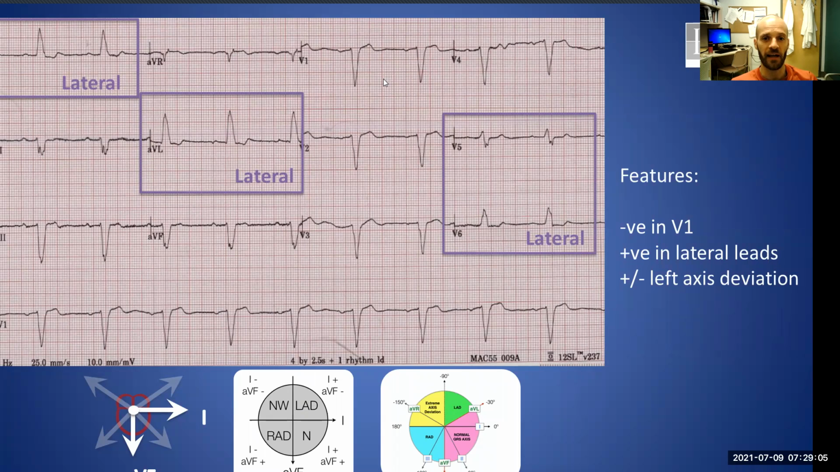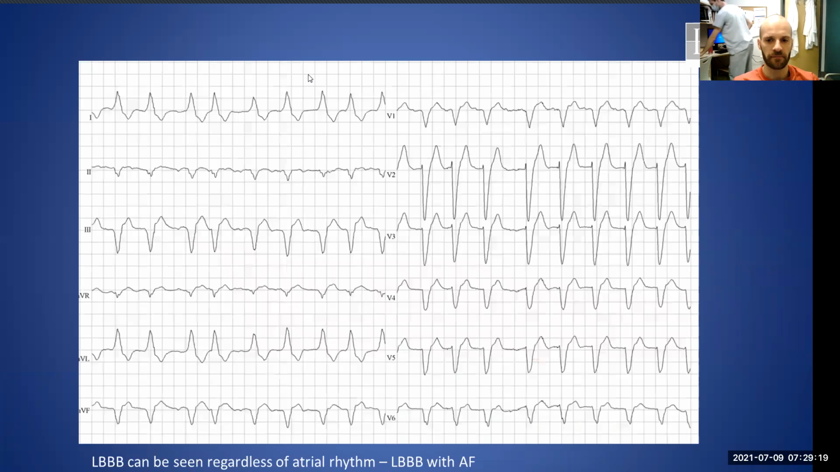But the key thing is, these are the features that go along with it. If you're going to remember one thing, or two things really, you've got broad QRS complexes that are negative in V1. Okay. That's what a left bundle looks like.